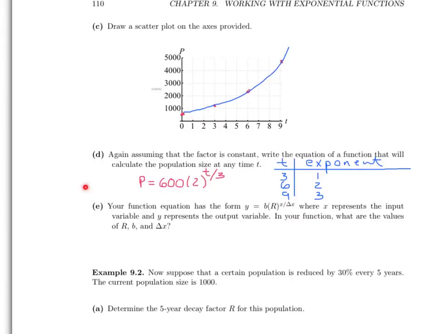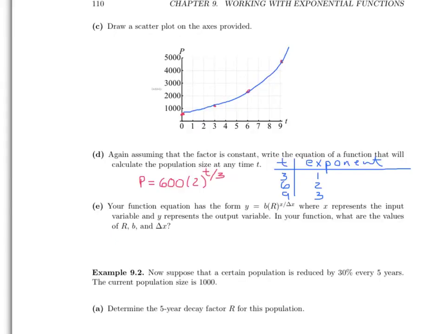Now let's look at part E. Your function equation above has the form y equals b times r raised to the x over delta x, where x represents the input variable and y represents the output variable. In your function, what are the values of r, b, and delta x?